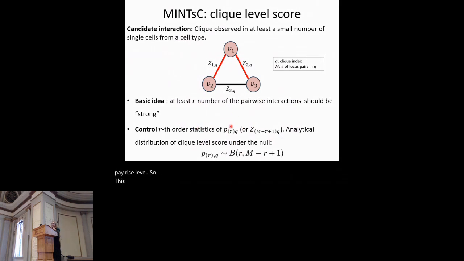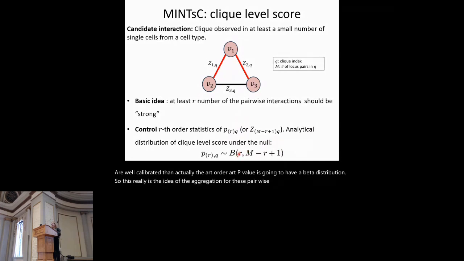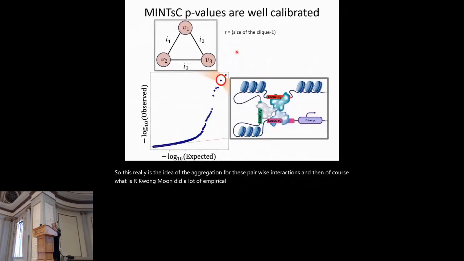So this is a very intuitive idea. And then the nice thing is that if you consider Rth order statistics, if your p-values are well calibrated, then actually the Rth p-value is going to have a beta distribution. Okay? So this really is the idea of the aggregation for these pairwise interactions. And then, of course, what is R? Kwang Moon did a lot of empirical experiments, and it turns out that if you set R as the size of the clique minus 1, that gives really nicely calibrated p-values.